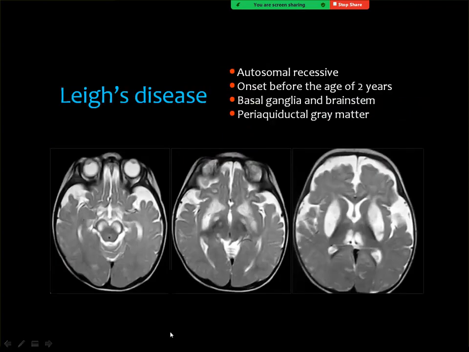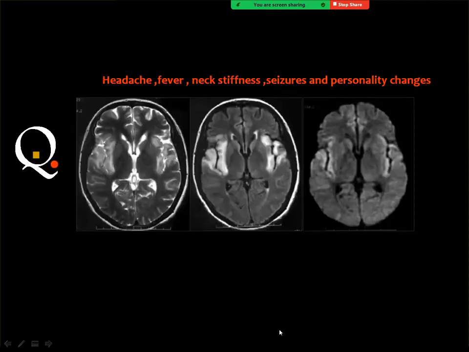The MRI will show changes in the basal ganglia as well as in the periaqueductal gray matter. Then this is almost a classic appearance of Leigh's disease.